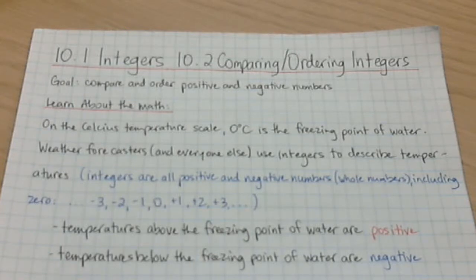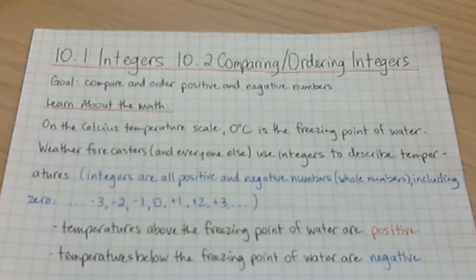And our goal today, it says there, is to compare and order positive and negative numbers. But in addition to that, it's also just to recognize what positive numbers are, what negative numbers are. And as we're trying to think about integers, I've found so far that one of the most helpful ways is just thinking about temperature.